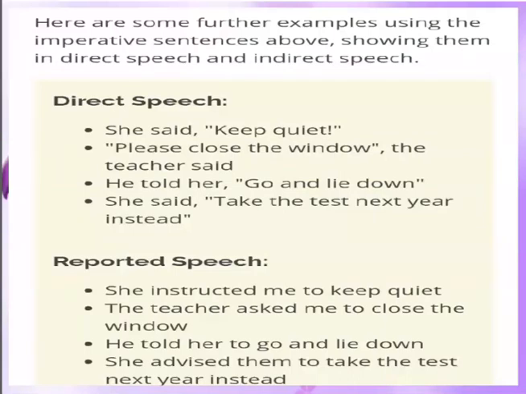Now the reported speech for these imperative sentences. The first one, she said, keep quiet, becomes: she instructed me to keep quiet. That's the reported speech. The next one, please close the window, the teacher said, becomes: the teacher asked me to close the window. The next: he told her to go and lie down. She advised them to take the test next year instead.